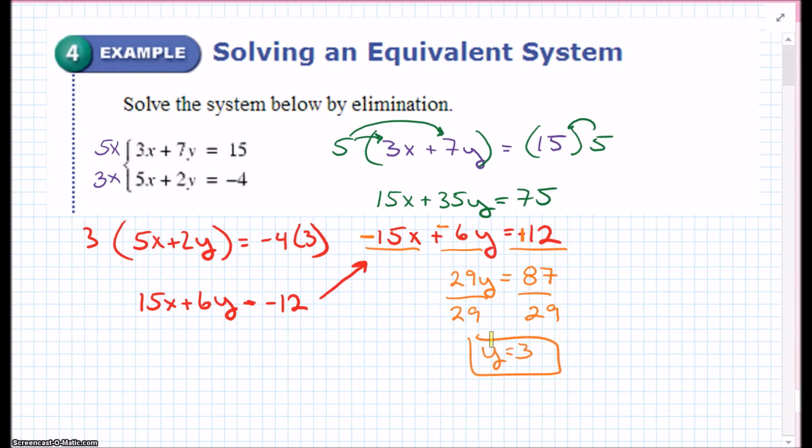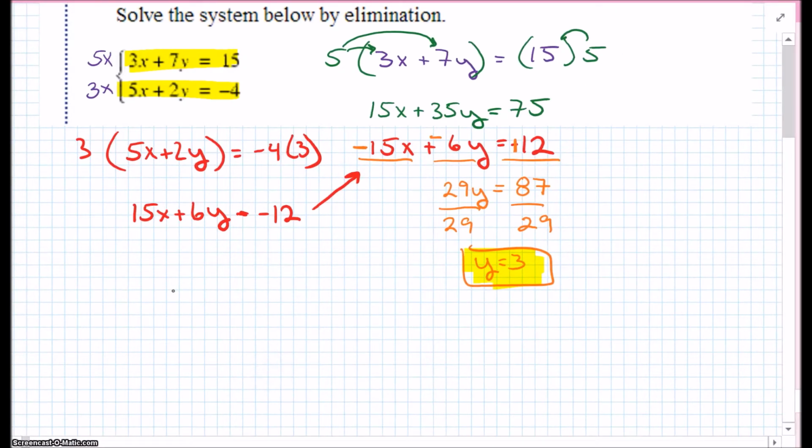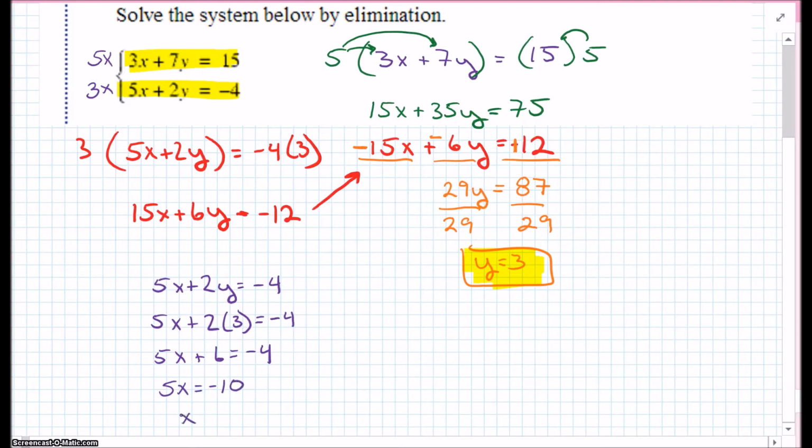Okay, when we solve for y equals 3, we can go back to any of the original equations, either one, and solve. So let's go with the second one. Let's rewrite it. 5x plus 2y equals negative 4. So 5x plus 2 times 3, we're just subbing it in now, equals negative 4. So 5x plus 6 equals negative 4. Subtract 6 from each side. 5x equals negative 10. So x is going to equal negative 2. So my solution set would be negative 2, 3.